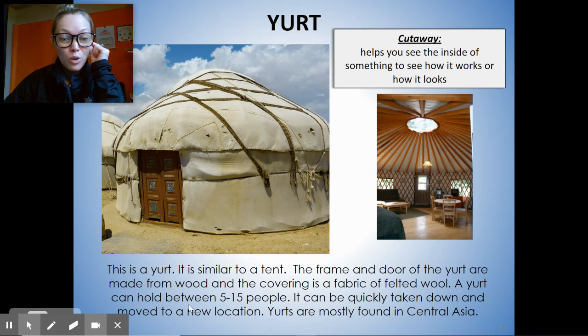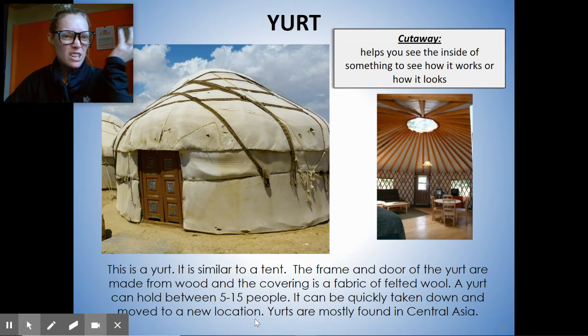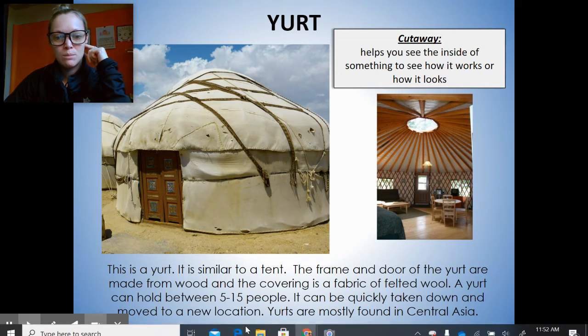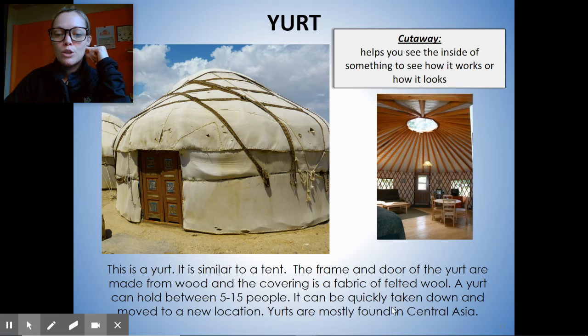A yurt can hold between 5 to 15 people, so it can actually hold quite a bit of people. It can be quickly taken down and moved to a new location, kind of like a tent. That's probably why it's similar to a tent. Yurts are mostly found in Central Asia. Now, so that's the location, mostly found in Central Asia.